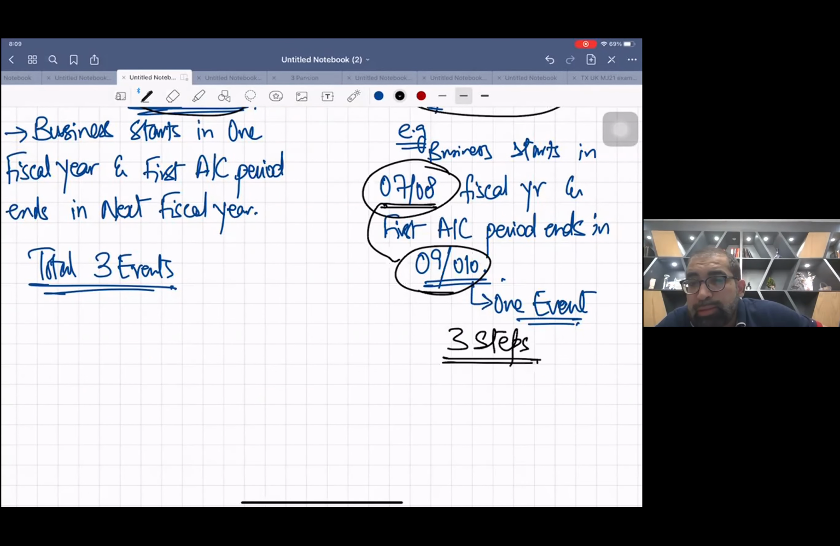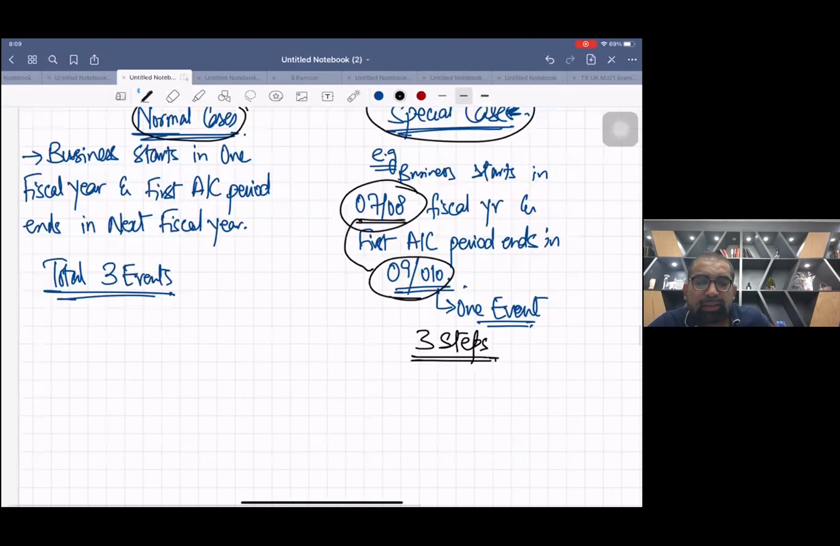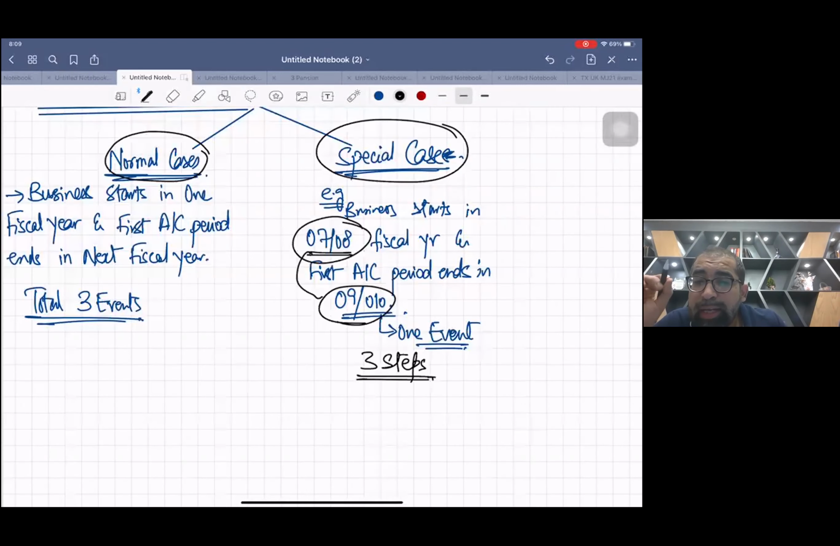And the third step, listen very carefully: you go back 12 months from the end of the accounting period date. These are the three steps for this special case. And what is the identification of the special case? One fiscal year skip. Like you started the business in 07-08 and your first accounting period ends in 09-10. This is the special case, the big case.